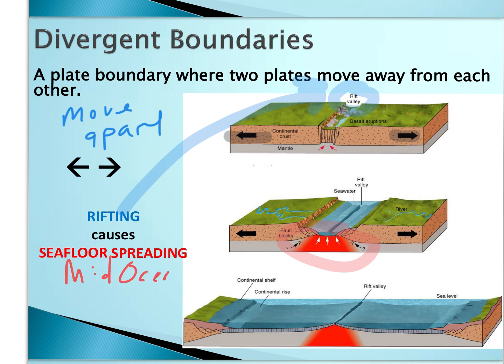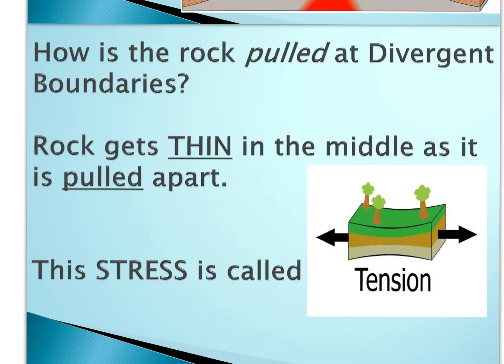So seafloor spreading, the other important word there is mid-ocean ridge, because that's going to result from the seafloor spreading. You're going to get the magma that's going to pool up. We're going to hit that high center in the middle of the ocean. Keeping with this theme, divergence is the pulling apart.